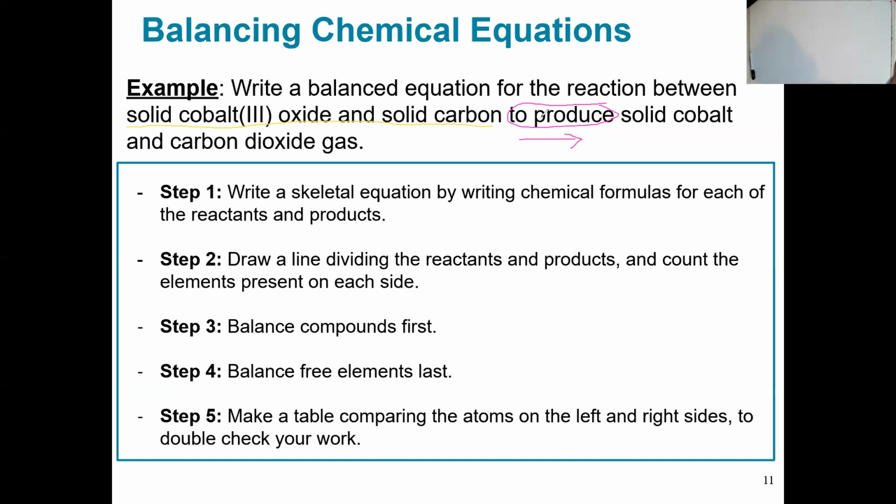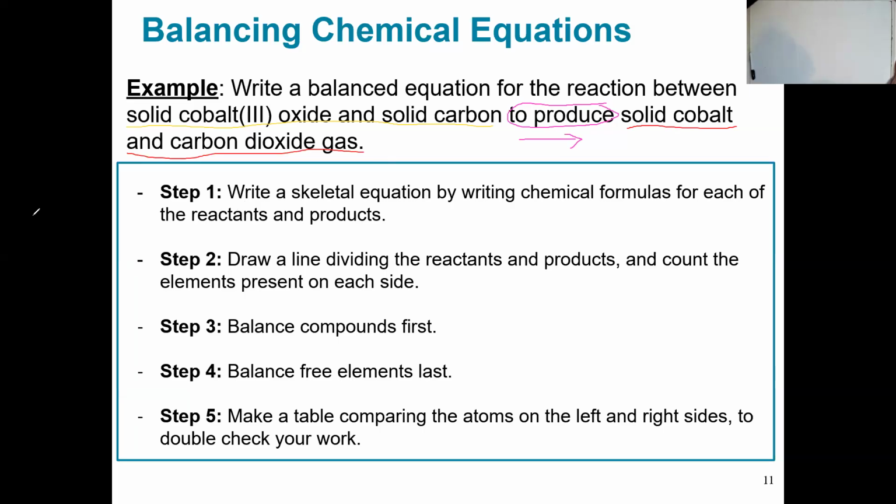So everything that's listed after "to produce" is going to represent products in our reaction. And the products are going to be solid cobalt and carbon dioxide gas. Okay. So the first two things that were listed in this case are our reactants. Then we'll have our arrow, and then we'll have our products.